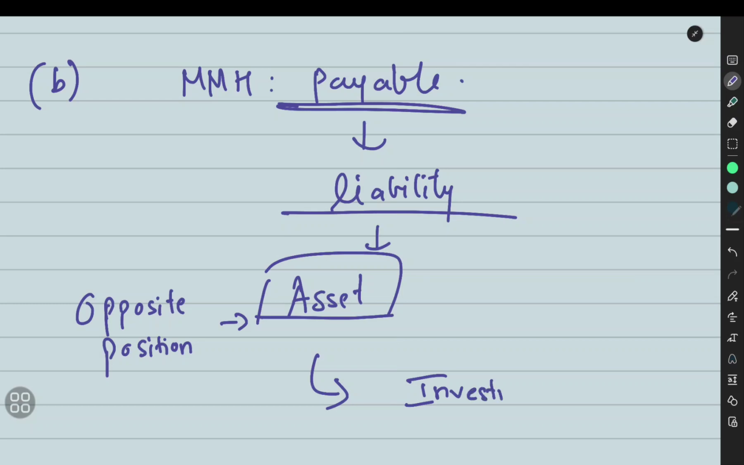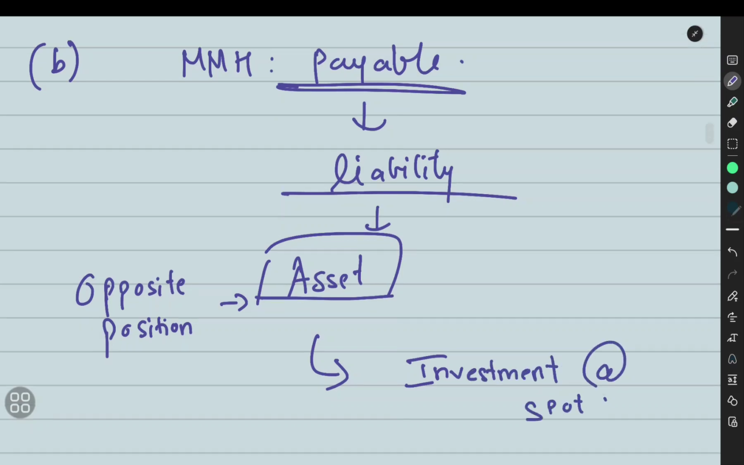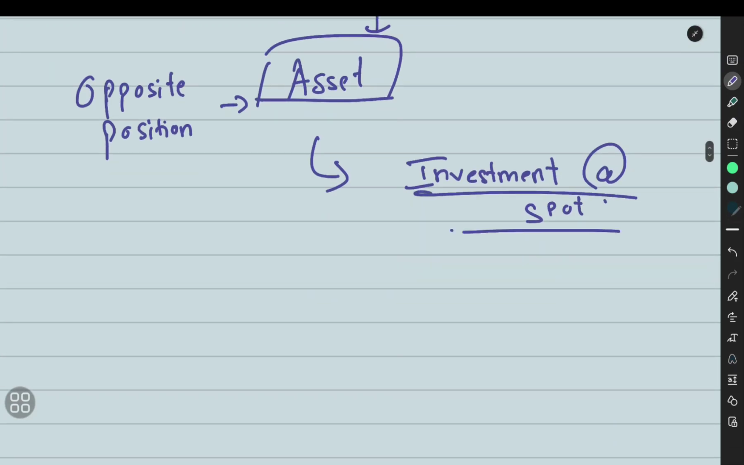Opposite position, that is an asset, that is we create an investment today. We'll invest basically today. Investment at spot. Okay, investment of what? So you will have a question that okay, invest, but what is the quantum of that? We already have the quantum, 3 lakh. Okay, now quantum is fixed. What is the currency? Pound. We already have the currency as well.